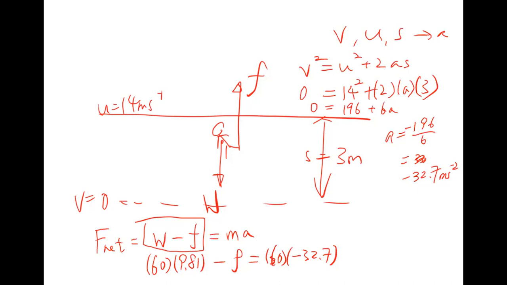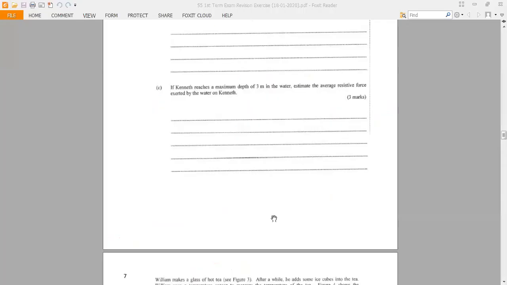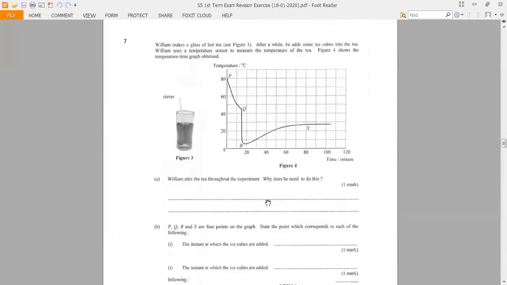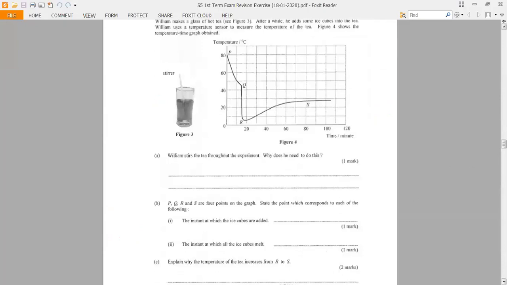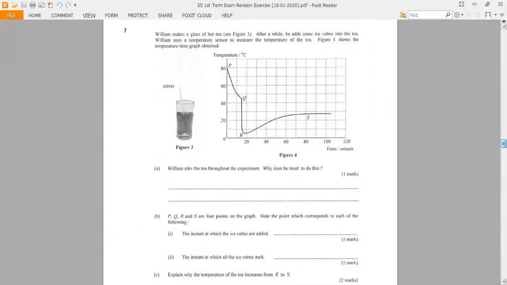Question 7. Where's the worksheet? Oh, wait, I got lost, sorry. Yeah, here we are. Oh, William from the other class, huh?